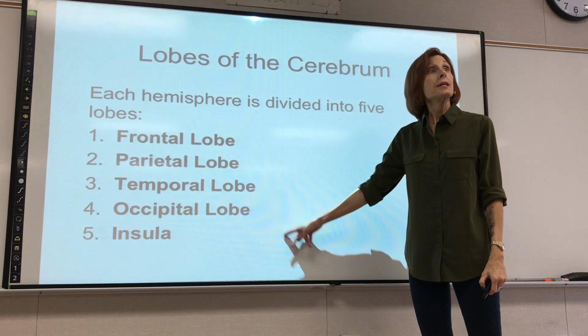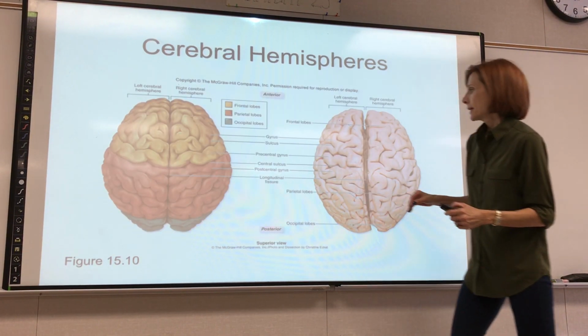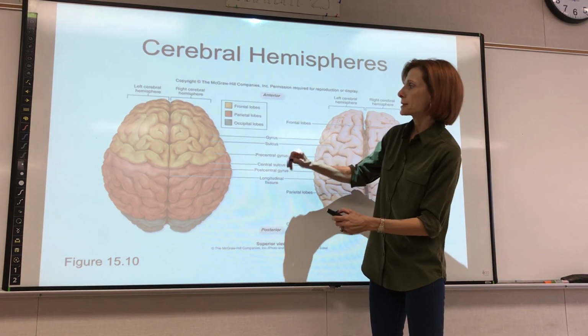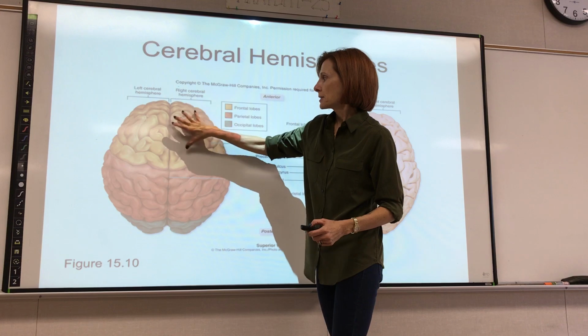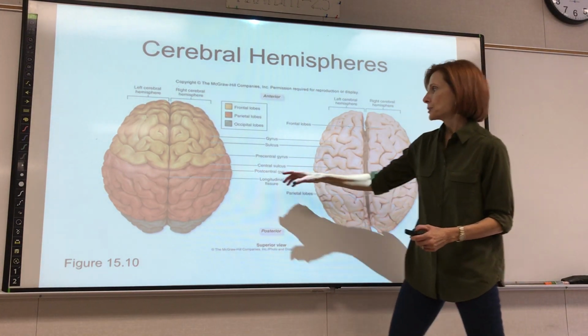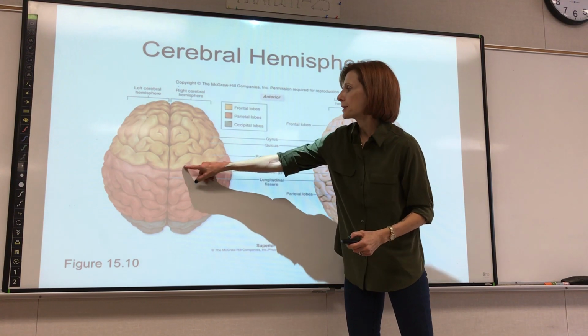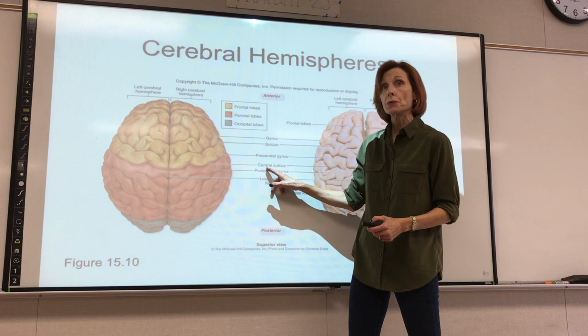Okay, so these are the lobes. Let's take a look at a diagram and just go over the lobes real quick. You can see here in the superior view, this would be anterior here. So this is frontal, parietal, occipital. And notice there is a sulcus here that is labeled as the central sulcus. I do want you to know this sulcus.